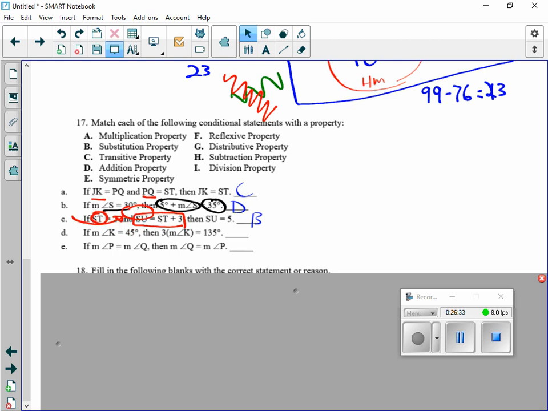All right, next one. If angle K is 45, then 3 times angle K equals 3 times 45, which is 135. That's a pretty easy one. You probably have that one already.